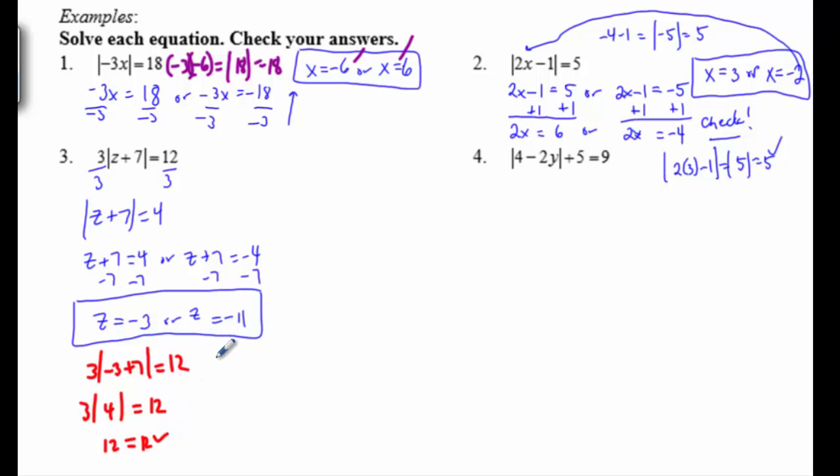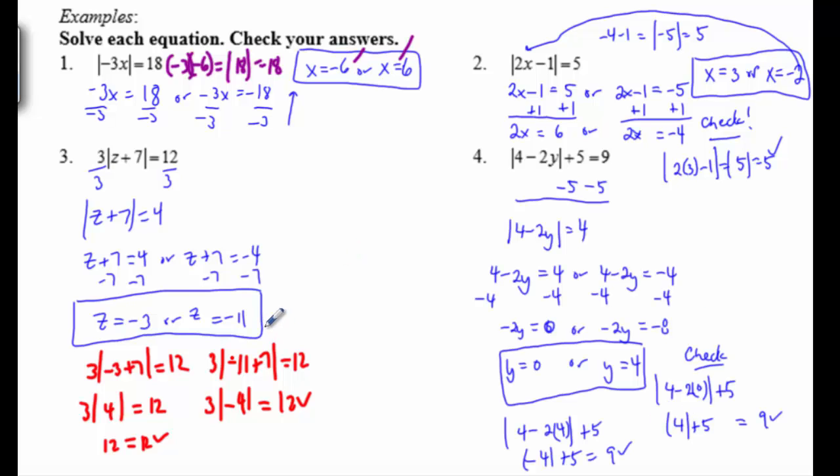Negative 11. 3 times negative 11 plus 7 should equal 12. 3 times the absolute value of negative 4, which is 12, equals 12. So those check out. Hit pause, do number 4, check back in a second.